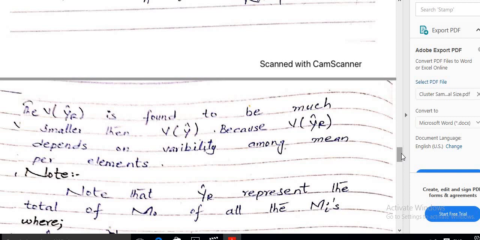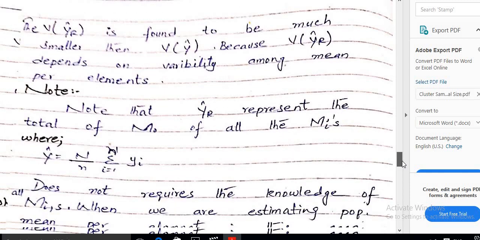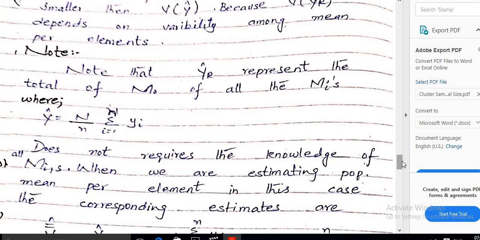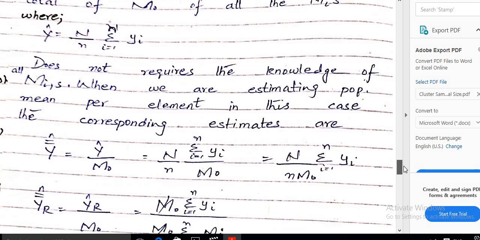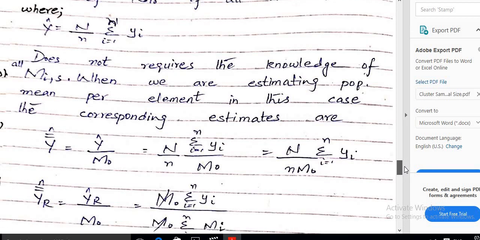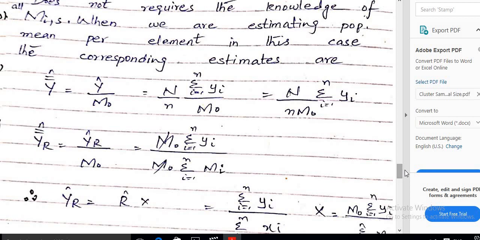The variance of y hat r is found to be much smaller than the variance of y hat because y hat r depends on the variability among the means per element per cluster. Note that y hat r represents the total of m naught over all mi's, whereas y hat is equal to capital N over small n times the sum of i from 1 to n of yi, which does not require knowledge of all mi's when we are estimating the population mean per element. In this case, the corresponding estimate is based on y hat.